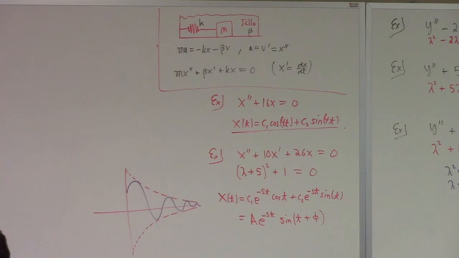So this first example is what's known as simple harmonic motion. With a spring and simple harmonic motion, it just keeps going and going, on and on, never ending. So that's simple harmonic motion, no friction.